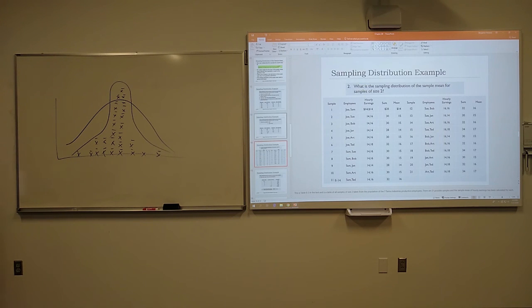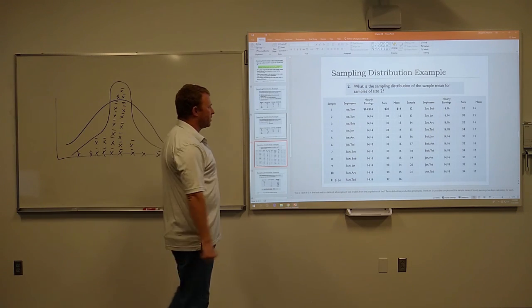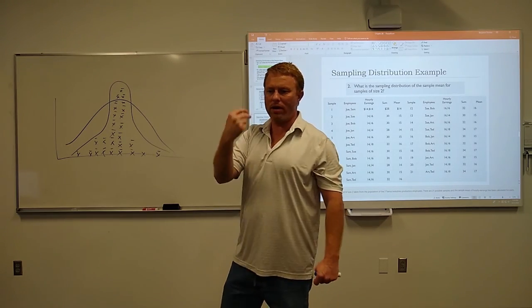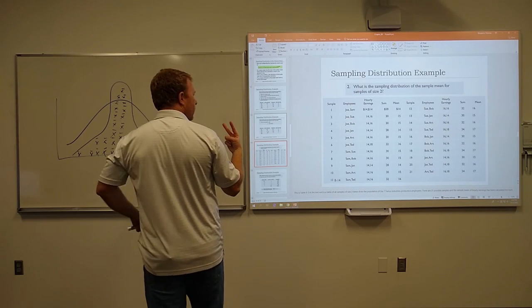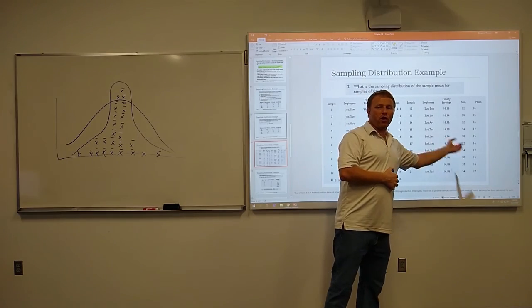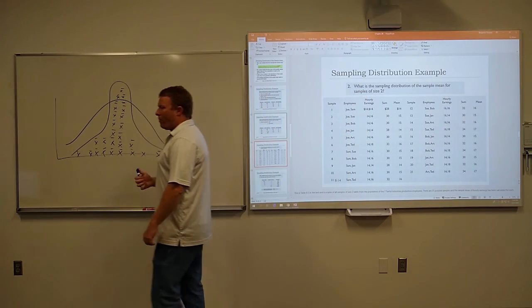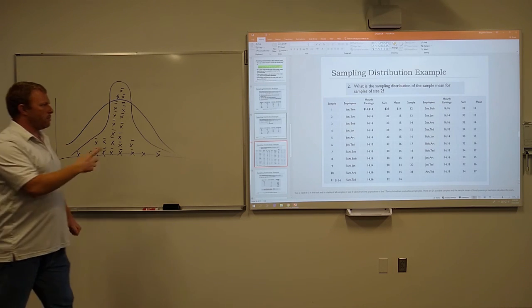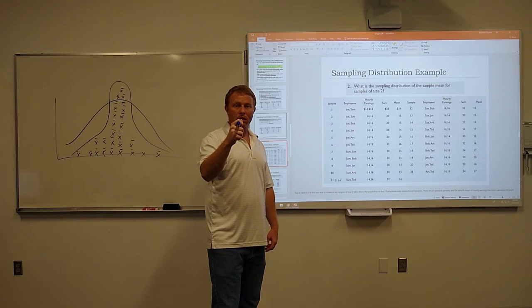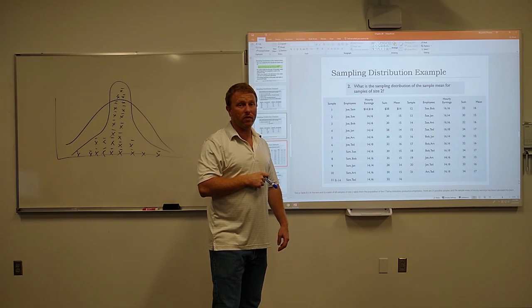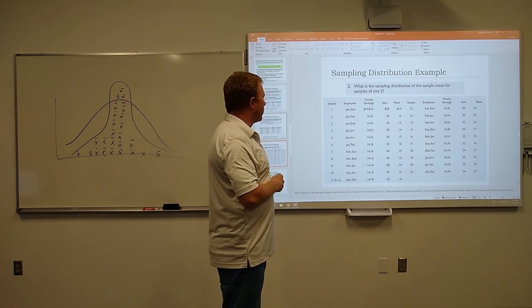What's the sampling distribution of the sample mean for the sample size of 2? Okay, so what are we going to do? We're going to take every single combination of 2, average each pair together, and then average all the averages. So how many ways are there to calculate a sample size of 2? Well, remember, we do have our combination formula, don't we? It would be 7C2, but it's drawn out for us here.